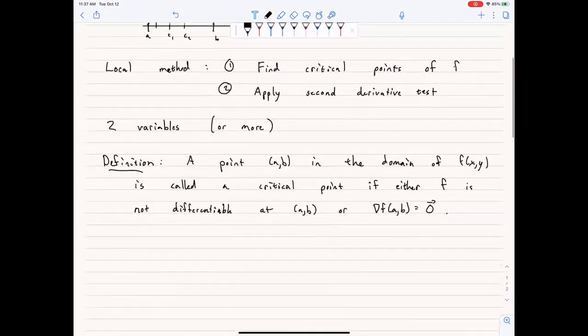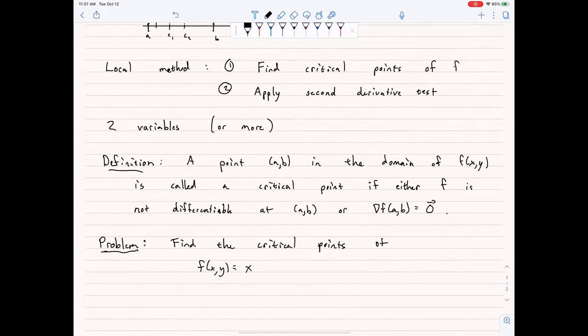All right, so let's do part 1 of our local method for a particular problem. So let's say we have the following problem. Let's find the critical points of the following function. So we'll take f of x, y equaling x squared minus 2y cubed plus 6xy.